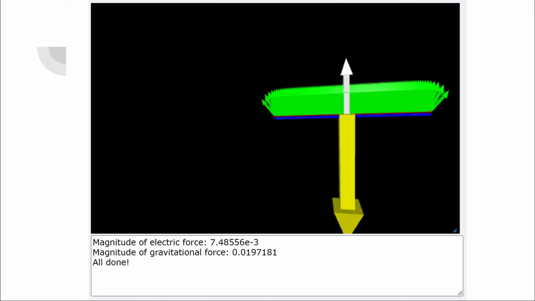fields. The magnitude of electric force was 7.485 times 10 to the minus 3, and the magnitude of the gravitational force was 0.0197. So as you can see, this model tells us that there is a difference between what we saw with the point charge model and the line charge model.